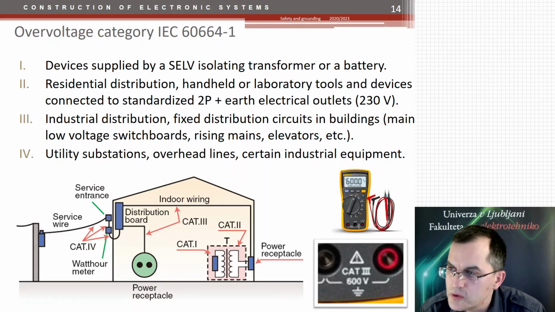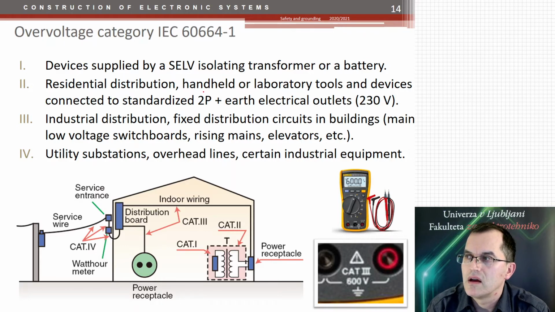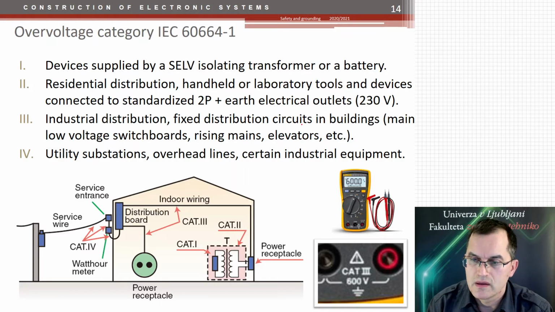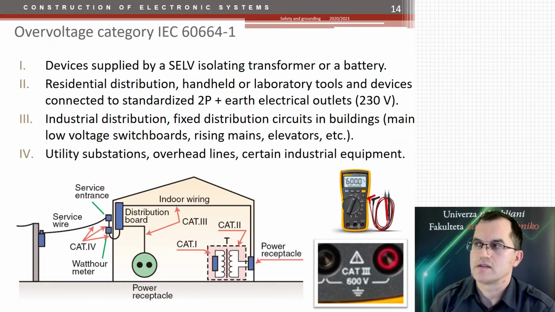Category 2 would be a device that is plugged into an electrical outlet inside the house. That means every electrical apparatus that is connected to a standardized 2-pole plus earth electrical outlet. So all the normal mains power supply indoor devices.